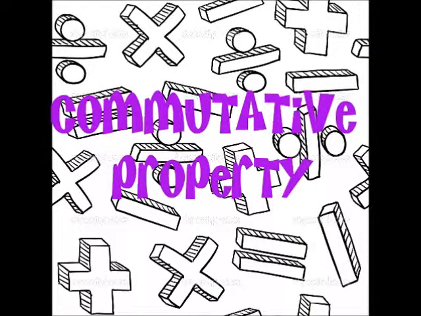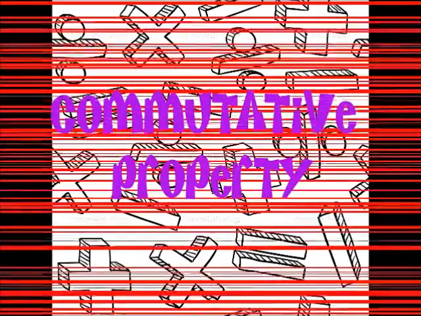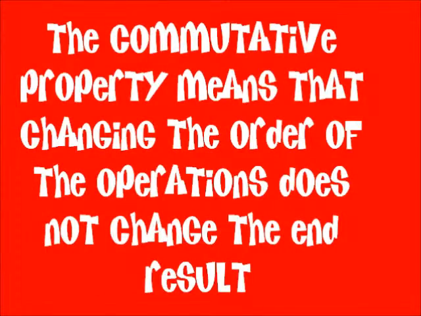Next, I'm going to teach you about commutative property. Does anyone know what commutative property means? A commutative property means that changing the order of the operation does not change the end result.